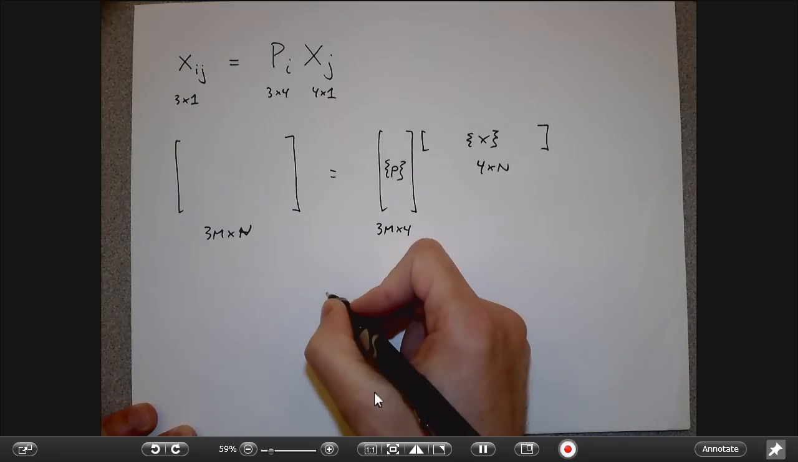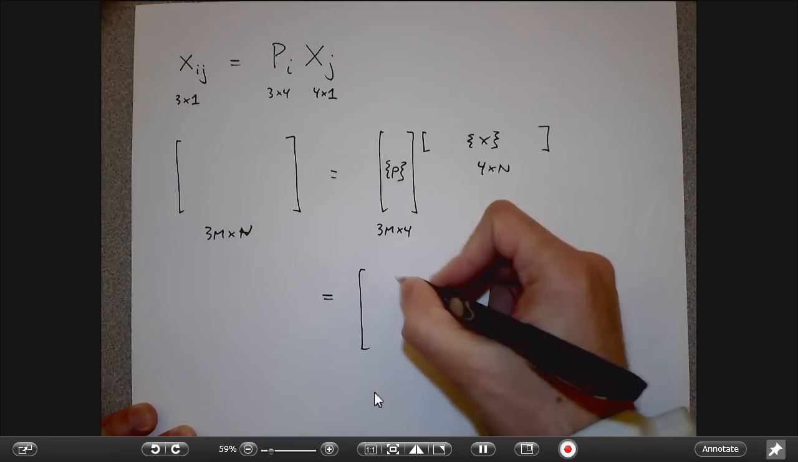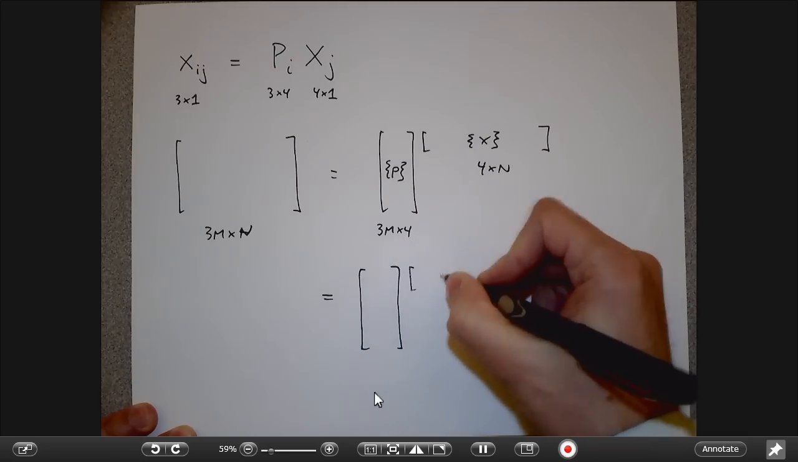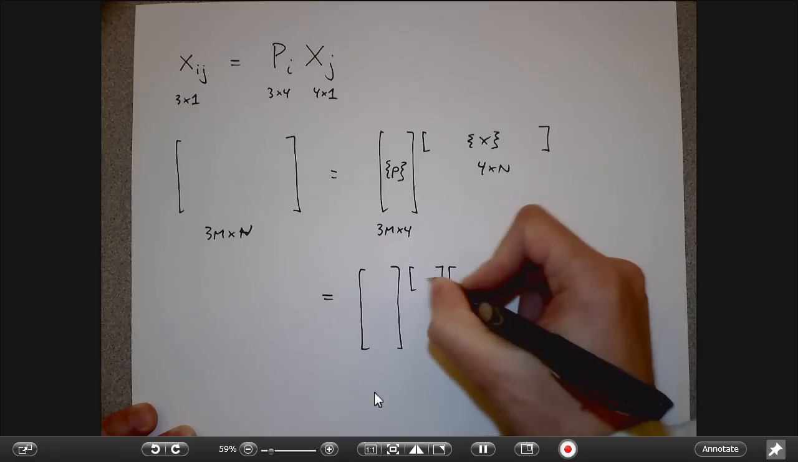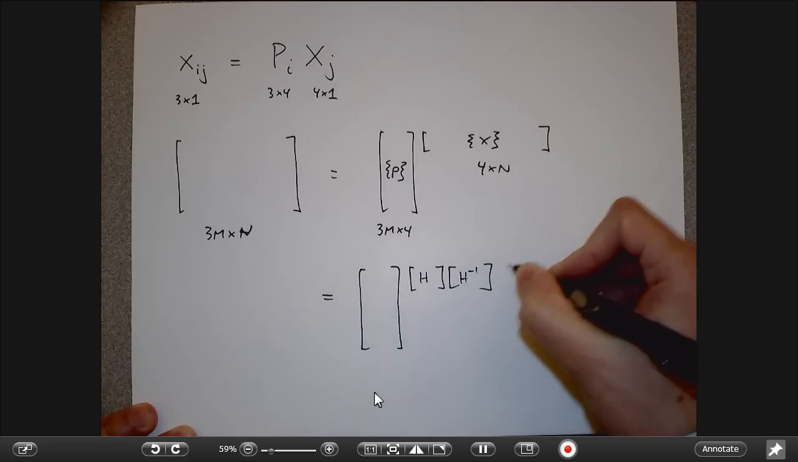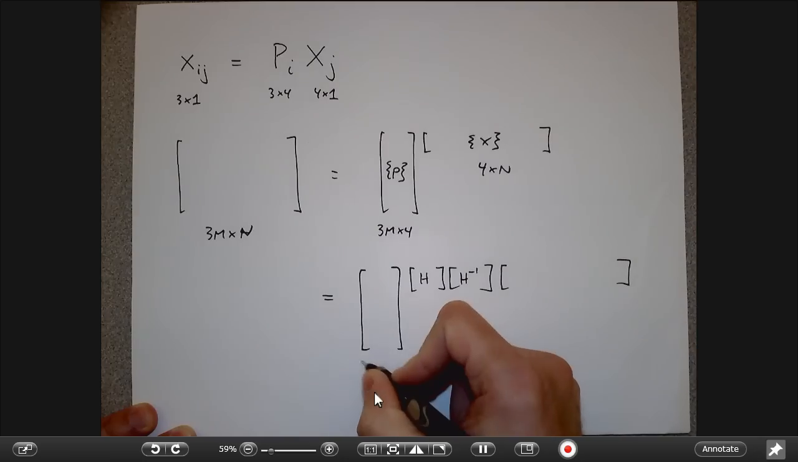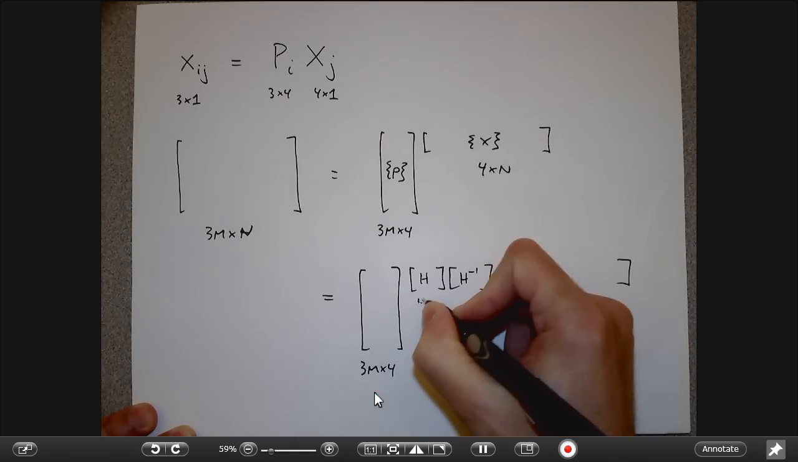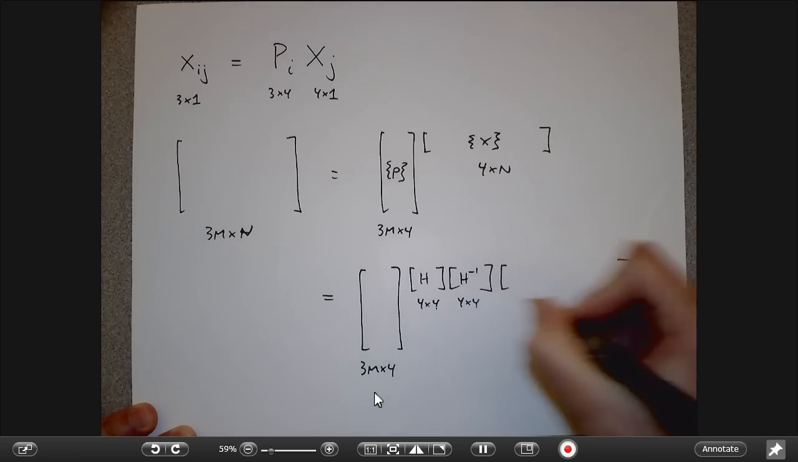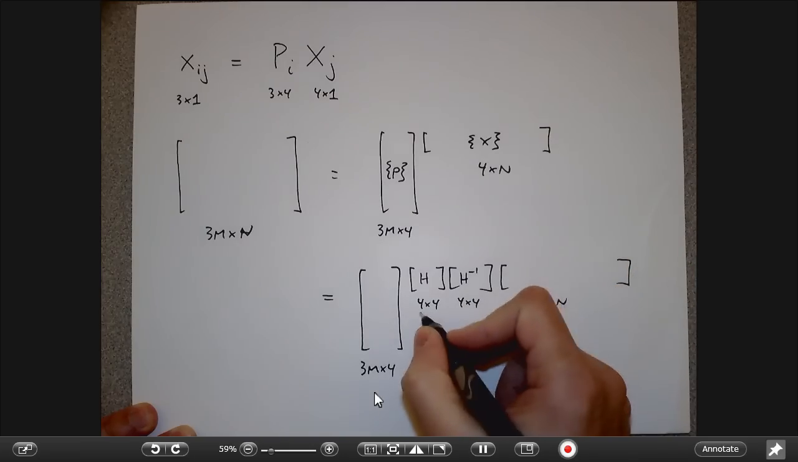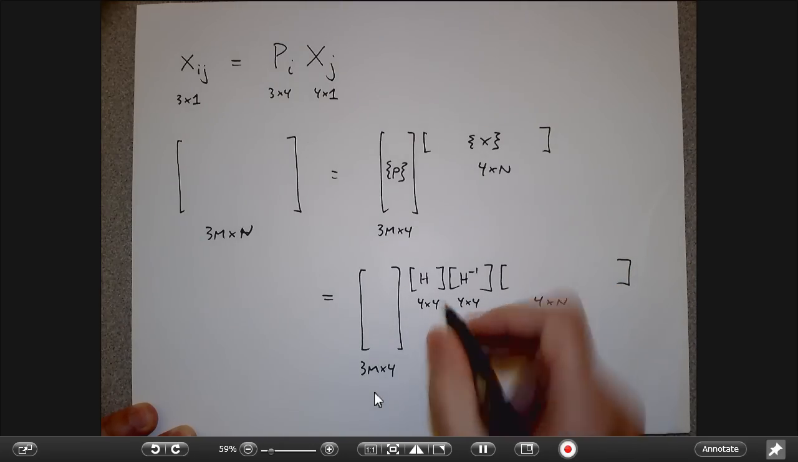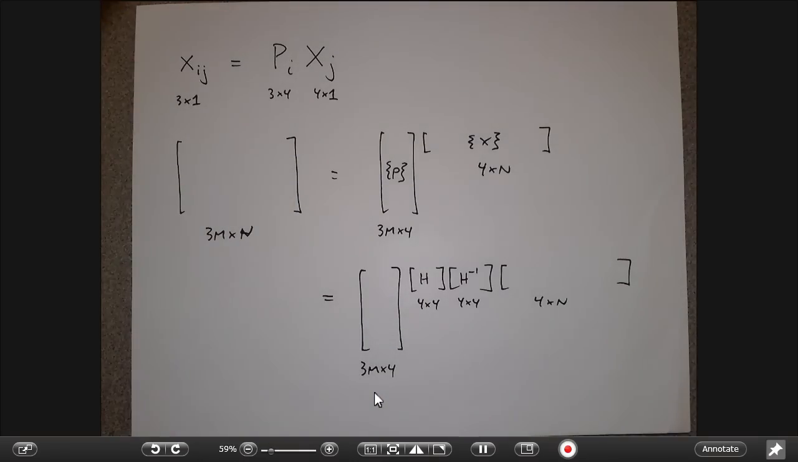But the problem is that I can put some 4 by 4 matrix in the middle here. I could say this is H inverse. So I can choose any non-singular matrix H here and still have exactly the same measurement matrix on the left-hand side, right? That's the problem with projective reconstruction: there's no way for me to resolve this ambiguity without knowing more about what's going on in the scene, okay?